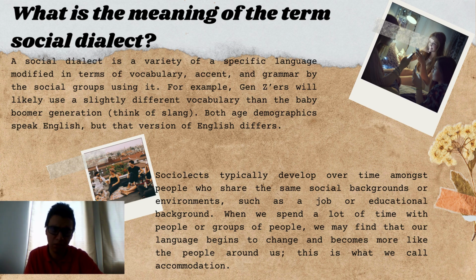Sociolects typically develop over time amongst people who share the same social backgrounds or environments, such as job or education background. When we spend a lot of time with people or groups of people, we may find that our language begins to change and becomes more like the people around us. This is what we call accommodation.